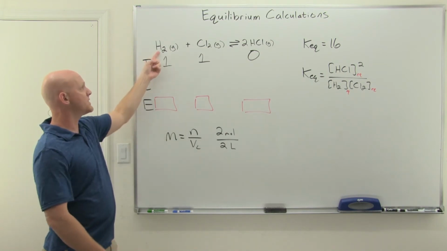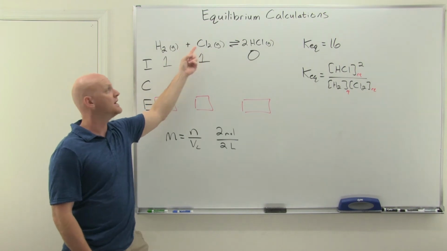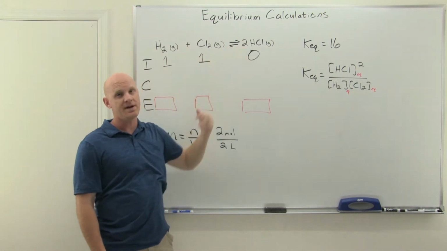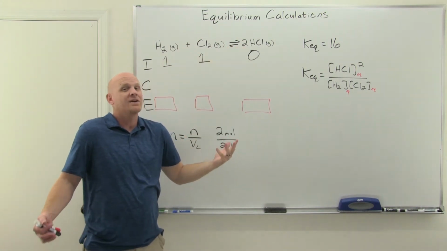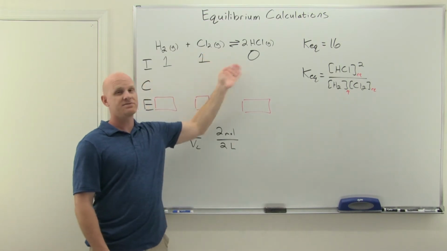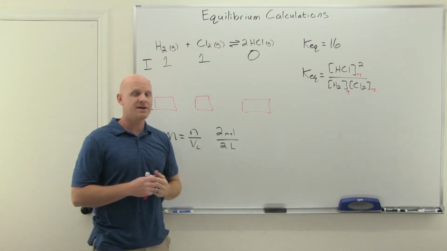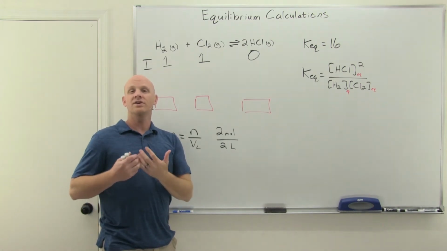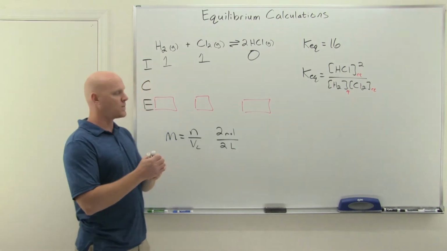Well, if 0.1 molar of this reacts, then 0.1 molar of this will react as well, and you'll create 0.2 molar of this. The big deal, though, is that we don't actually know how much reacts, and therefore we don't know how much of each of these we lose and how much of this we gain. And when we encounter something like that in algebra class, we call the unknown variable often x, and that's what we're going to do here.